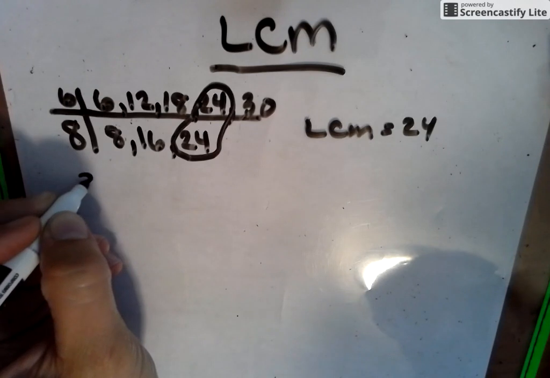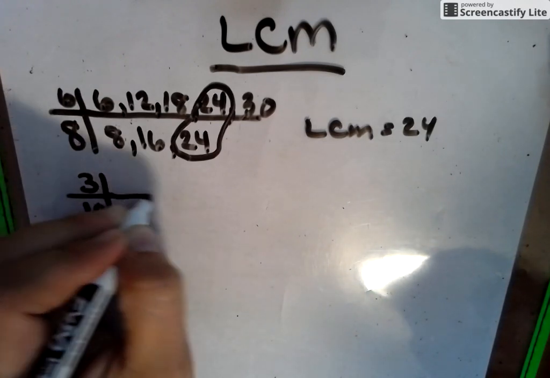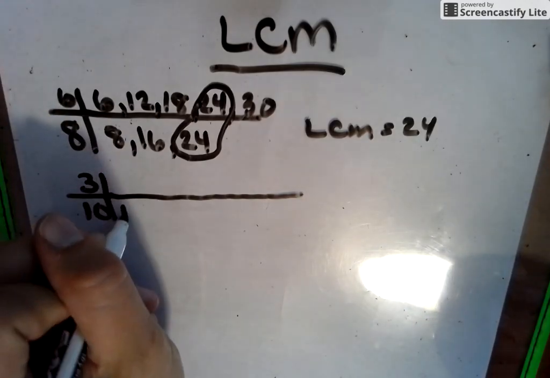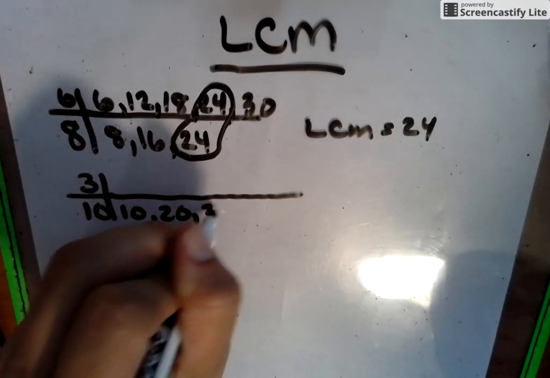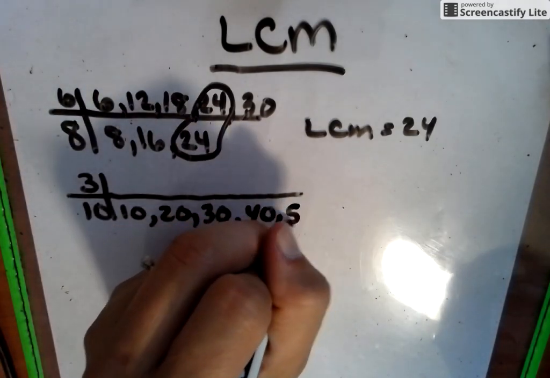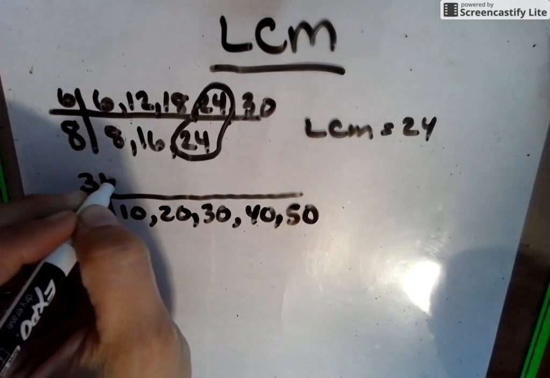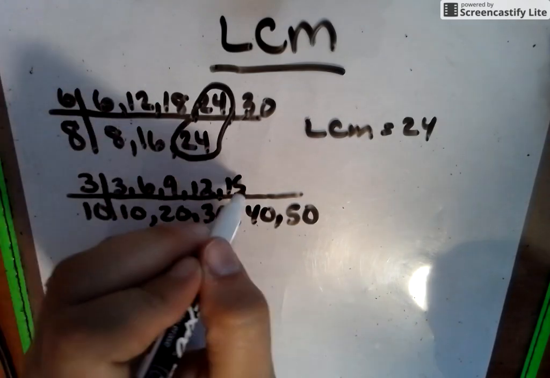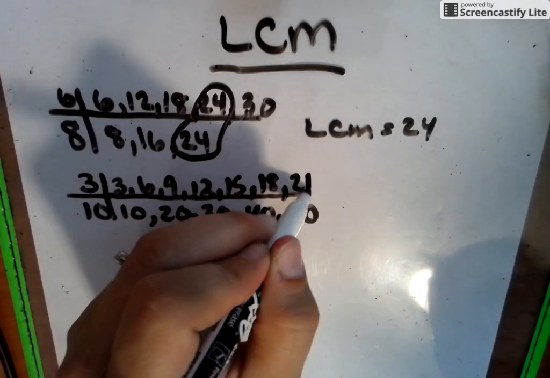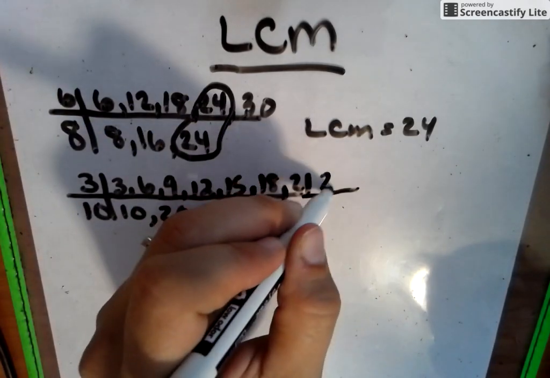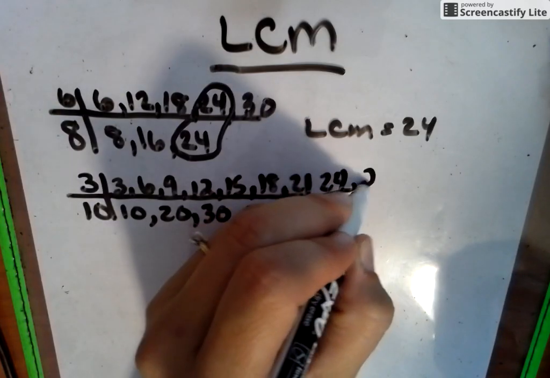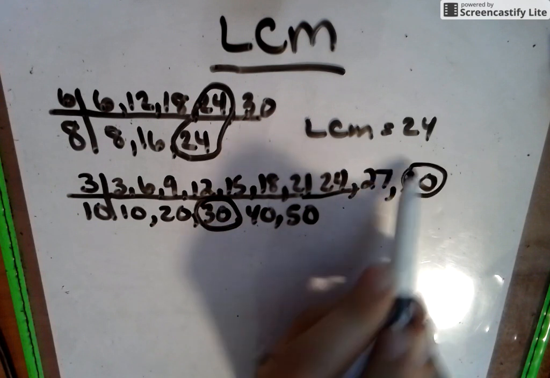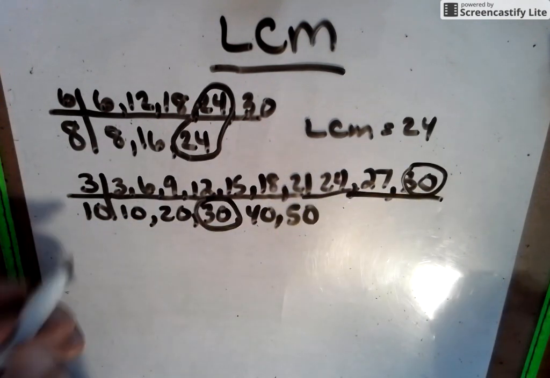So we're going to look at another one. Let's think of 3 and 10. So we have to do multiples of 3, multiples of 10, just like multiplication facts. So we have 10, 20, 30, 40, 50. I hope we will meet before that. Count by threes: 3, 6, 9, 12, 15, no matches yet, 18, 21, close, 24, 27, 30, winner, winner. There's a match right there.